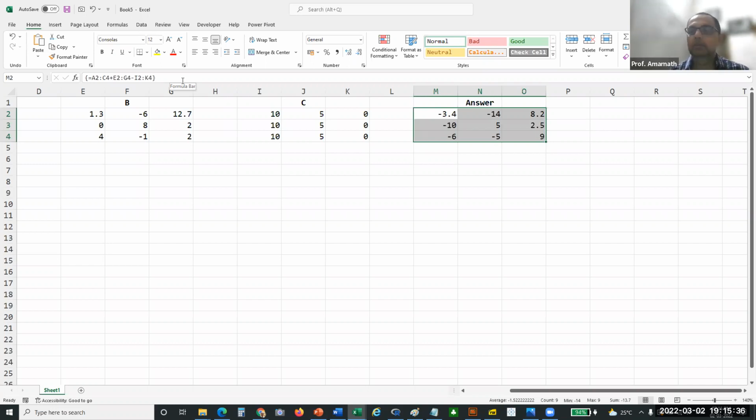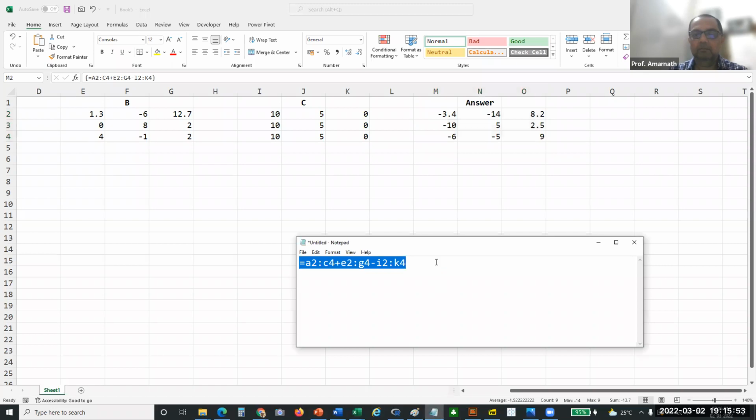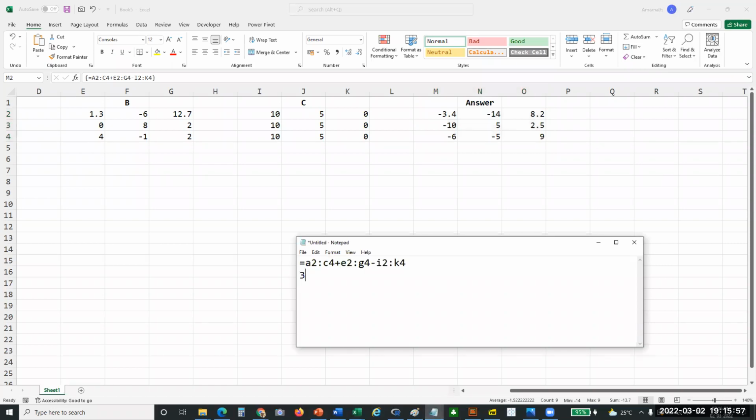So anybody else successful? You can put any numbers actually. Just put 3 by 3 matrices. That's all. So got it, 3 into 3 matrix. That's all. So you add this and you get it.